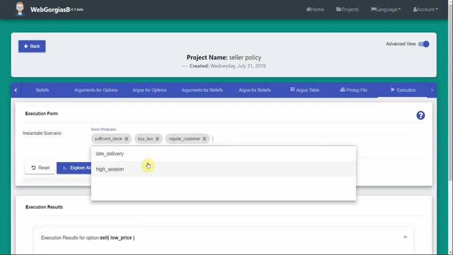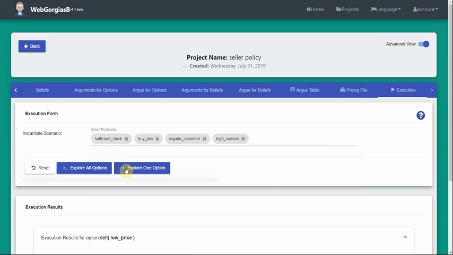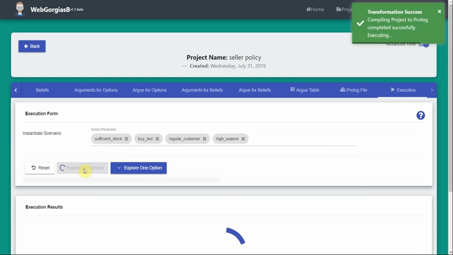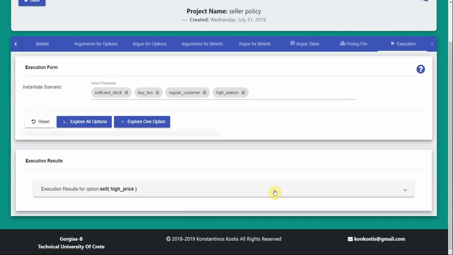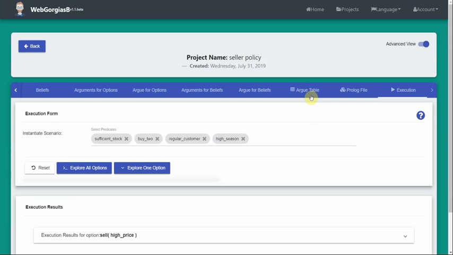And the final scenario is to have a high season. So again, I explore the options, and here again you see that high price comes again to be the only available option. All right, so thank you for following this tutorial.